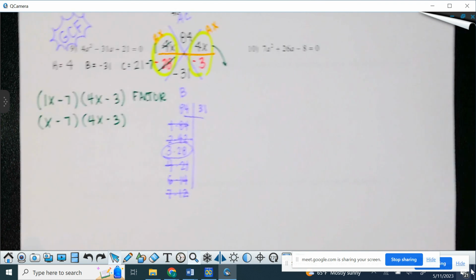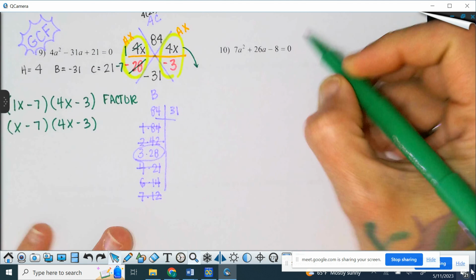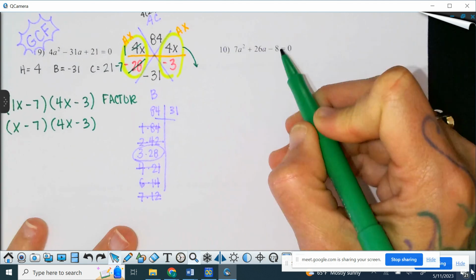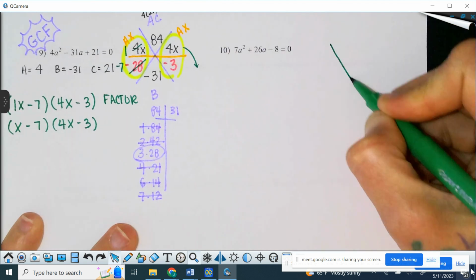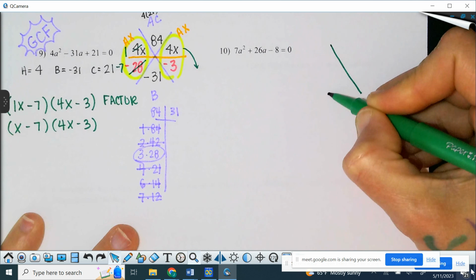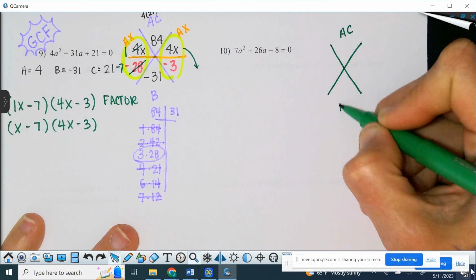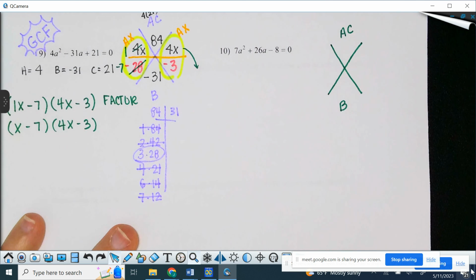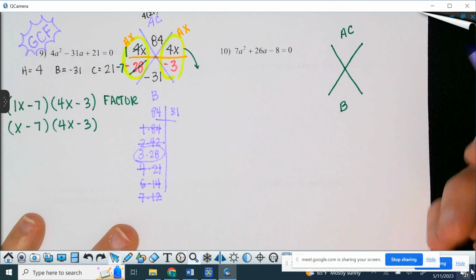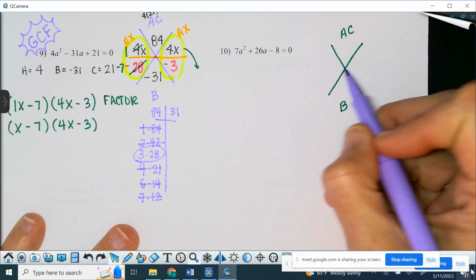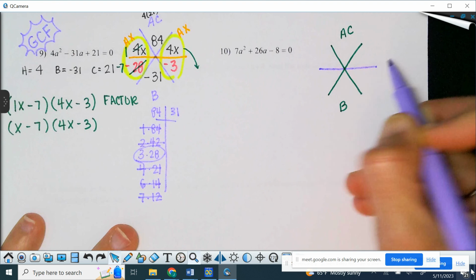All right, look at number 10. 7, 26, and -8. Do they have a number in common? Can I factor out a GCF? Can I factor out a GCF between 7, 26, and 8? No. Good.